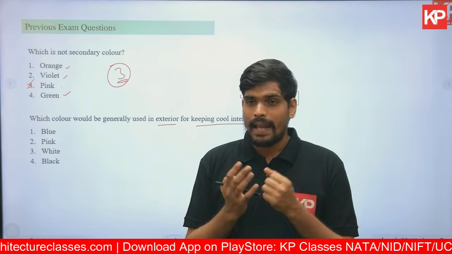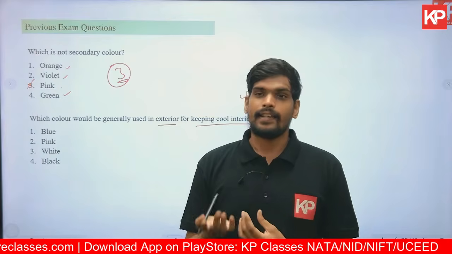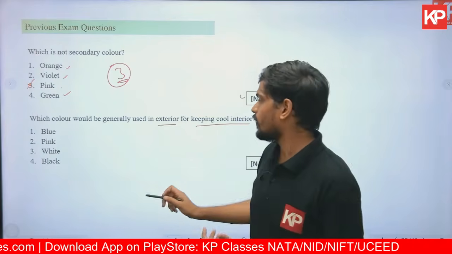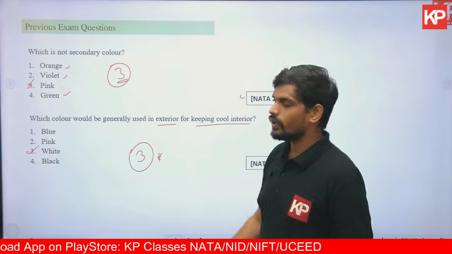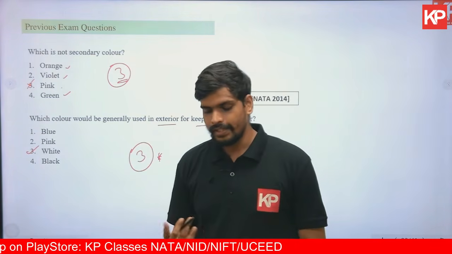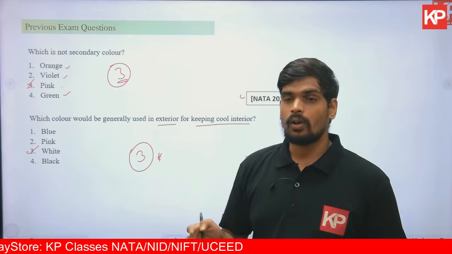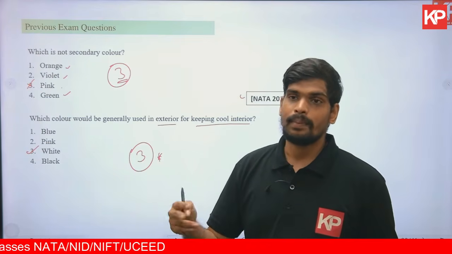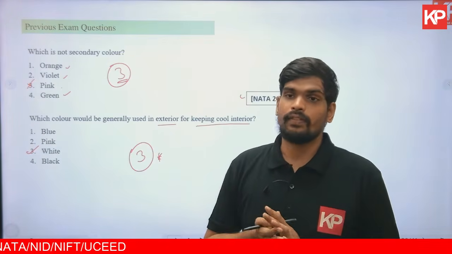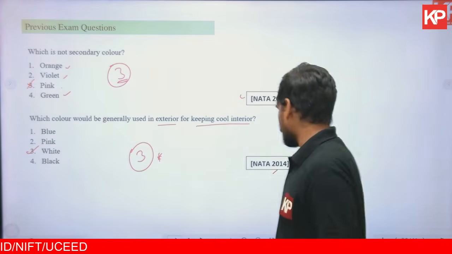You all know that black absorbs a lot of heat, white reflects the radiation. So white will be the appropriate color to maintain a cool environment. Even if you know, in summers, in most of the places in India, we paint white color on top of the terrace, which is called cool paint. Why? If you apply that white paint, radiation will reflect and the interior will be cool. So third option is the correct answer.